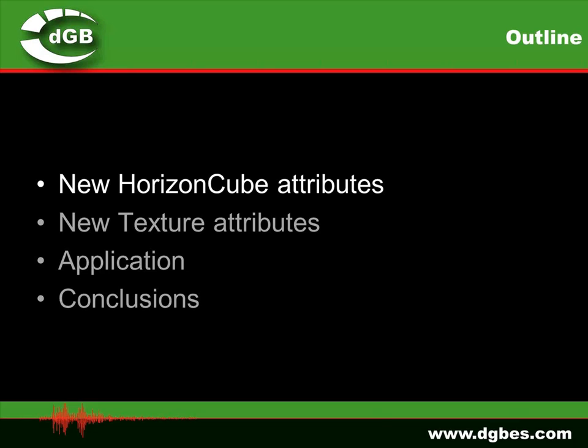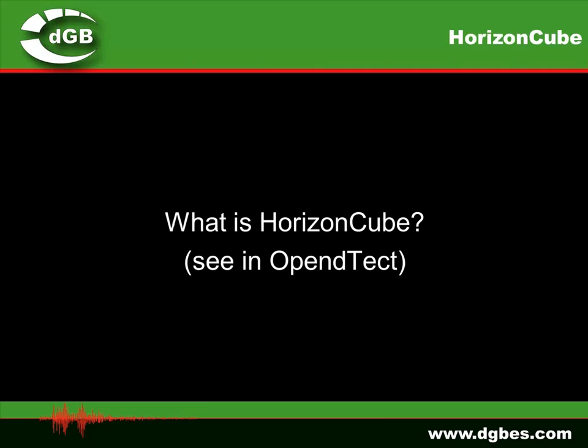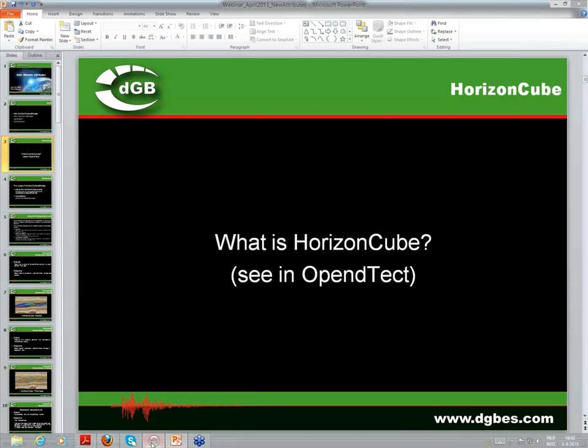So we're going to first present HorizonCube attributes, then the texture attributes, and finally applications using neural networks before the conclusions. So what is the HorizonCube? The easiest is to just show it in OpendTect.